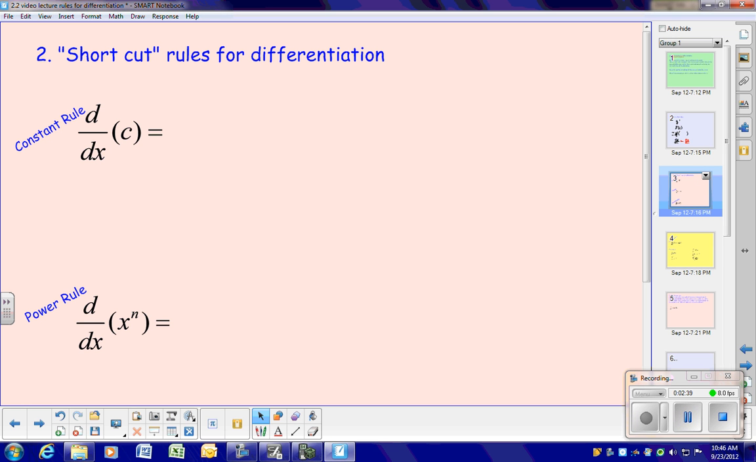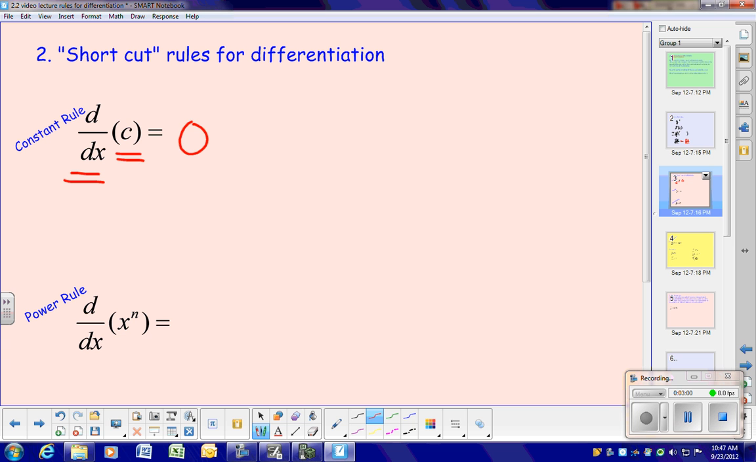Shortcut rules for differentiation. First one is called the constant rule. So the way that that is written right there, it means the derivative of a constant. Now, a constant is a numerical value with no variable in it at all, such as 3, the derivative of 3, the derivative of 7, the derivative of -2, the derivative of pi. All of these things would equal 0.